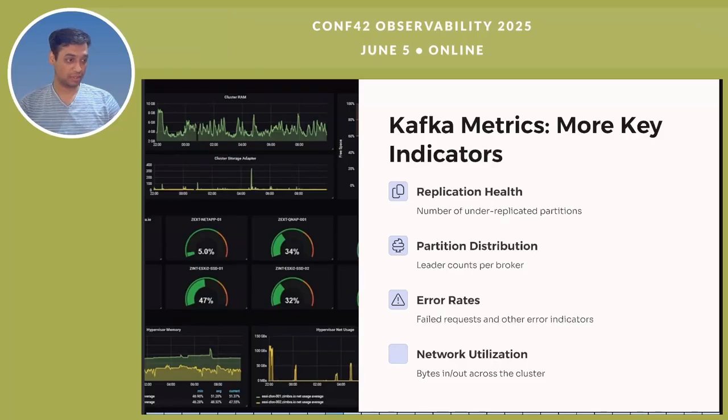How many requests failed, how many fetch requests failed, how many produce requests failed. Maybe something failed in replication. I want to understand that. What are the error indicators and what all those things mean? Probably something more important, but you'll want to understand those things to get more clearer picture of how your Kafka cluster is performing. I have mentioned network utilization like multiple times already, right?